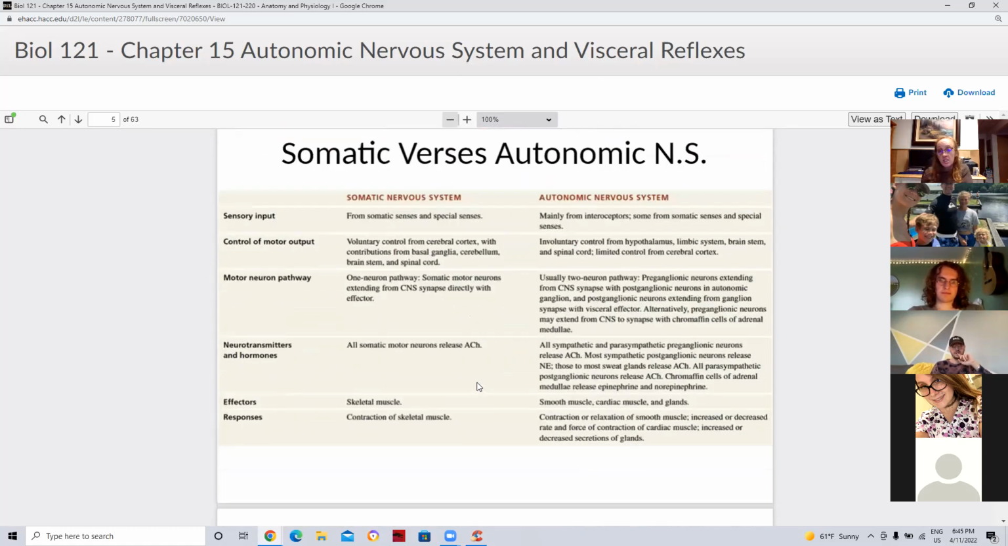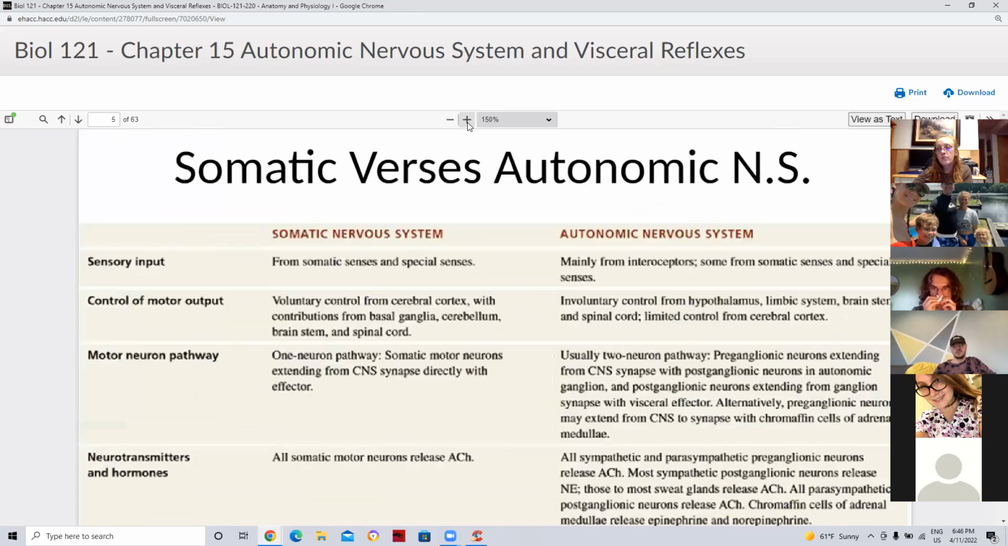Summary slide comparing the somatic and the autonomic nervous system. Somatic nervous system input comes from the somatic senses and the special senses. Autonomic nervous system, in contrast, some are coming from the somatic senses and special senses, but many are interoreceptors. Interoreceptors mean visceral receptors. Think about it as being internal receptors.